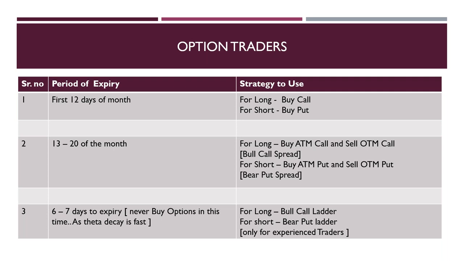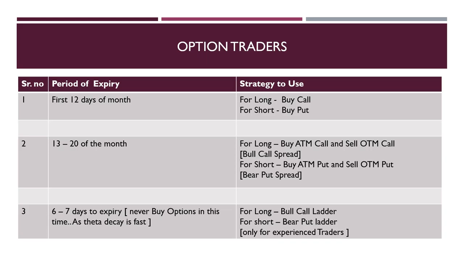Now third is last 6 to 7 days of expiry. Never buy option in expiry week, because theta decay is very fast and you will lose your premium like this. So the only trade I do in this period is, for long I do bull call ladder, or for short I do bear put ladder.